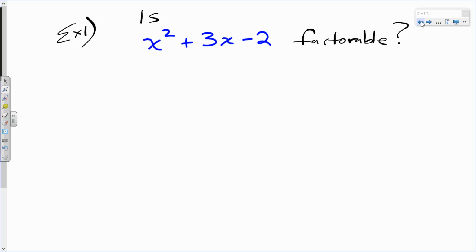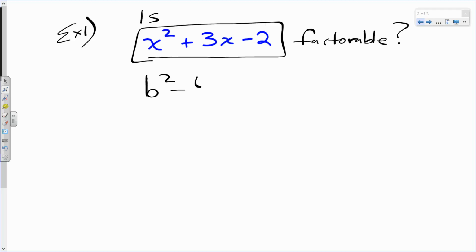All right. Is this trinomial factorable? Again, you and I already know it's not. But let me show you through the discriminant why it isn't. Ready? So let's write the discriminant: b squared minus 4ac. All right. Let's first identify our a, b, and c.